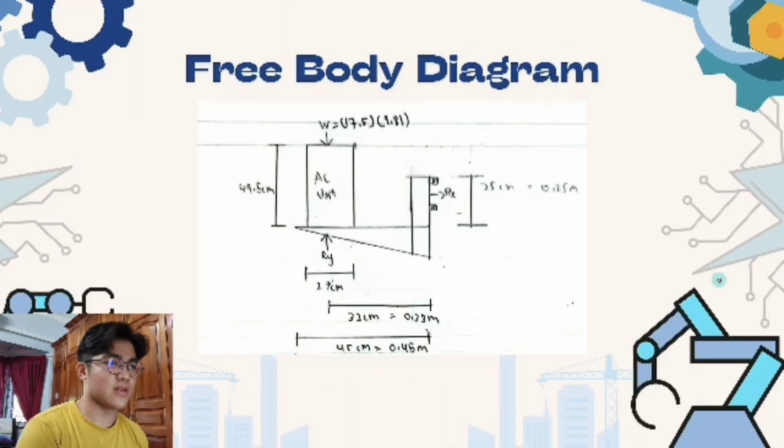So first of all, we need to draw the free body diagram. So these are all the dimensions that have been measured, and this is the force on the y-axis, the force on the x-axis, and also the weight, the length, and all the other dimensions. There are bolts here too, two bolts by the way.